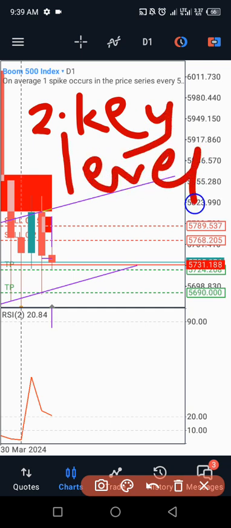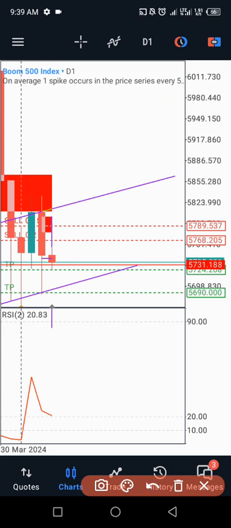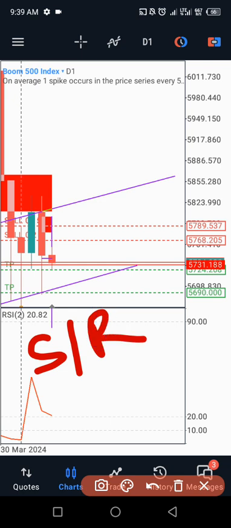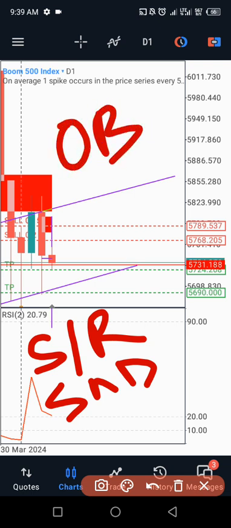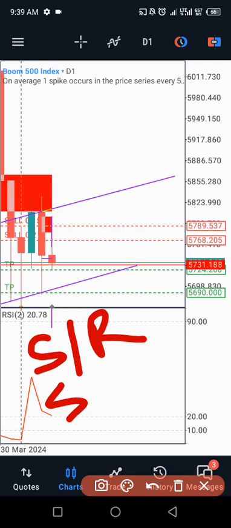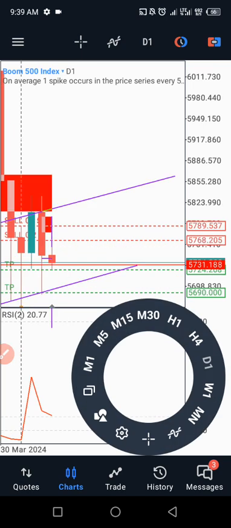There are basically different types of key levels that you want to look out for in the market. We have key levels like support and resistance, supply and demand, and order blocks. We have so many key levels in the market, but for this trade, the key level we were able to use was an order block. Or if you want, you can call it a supply and demand level.